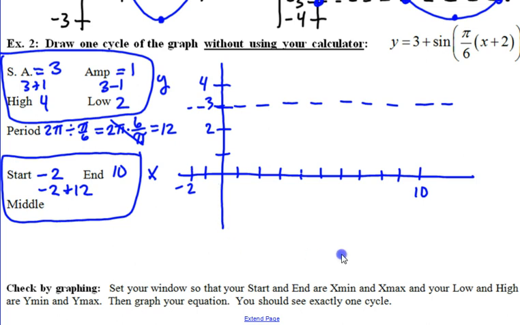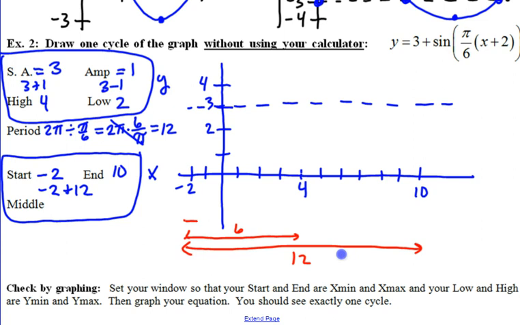If this length is 12 from here to here, 12 units, halfway is going to be 6 units. So -2 to plus 6 gives me 4. So there's another key point. Half of 6 is 3 units. So halfway between -2 and 4, I'll be at 1. Halfway between 4 and 10, I'll be at 7. So I've divided my x-axis into 4 equal increments.